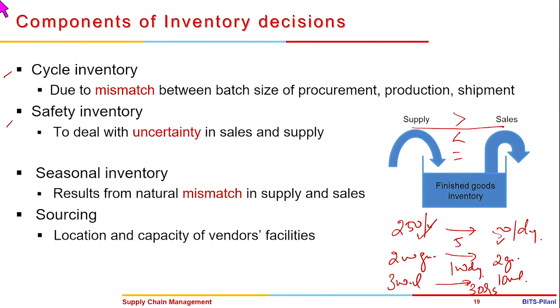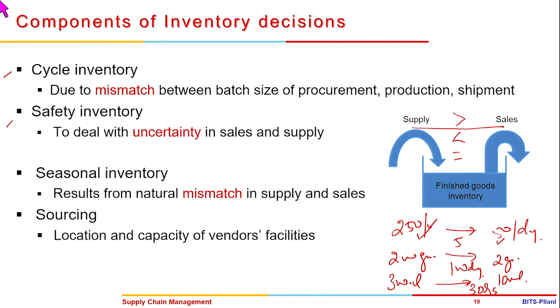What we buy and what we sell, generally it is difficult to match these two because you get the products available in fixed and larger sizes than what you consume. So the inventory which happens because of this mismatch between supply and sales is called cycle inventory. We will be talking about cycle inventory in a separate chapter. A full chapter we are going to devote to how to manage cycle inventory.